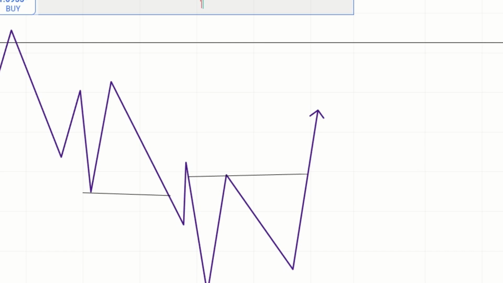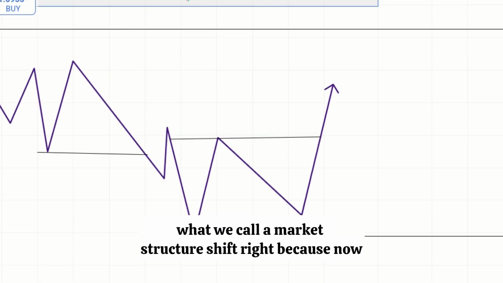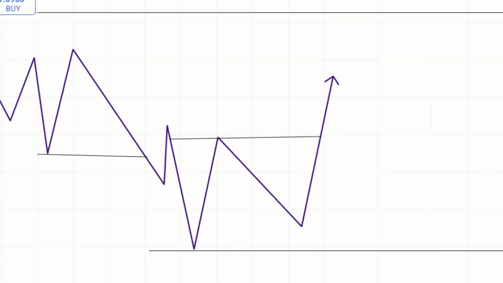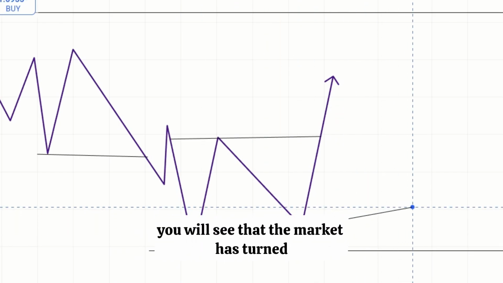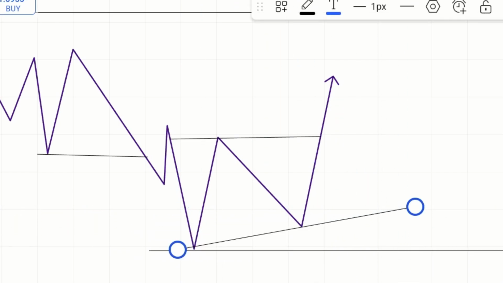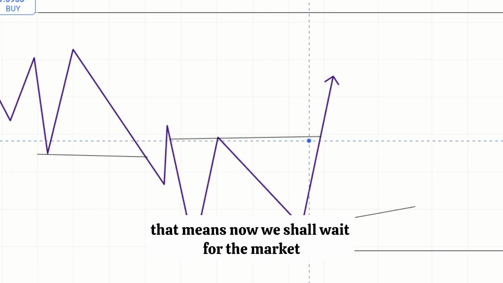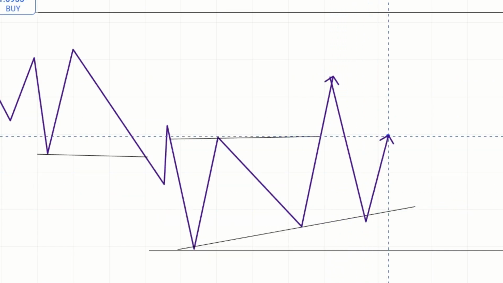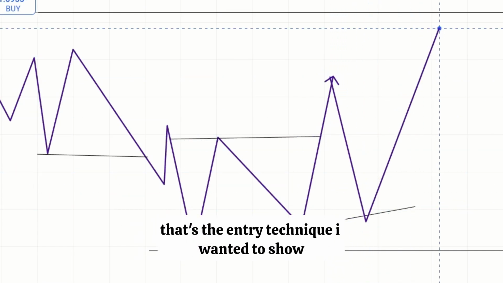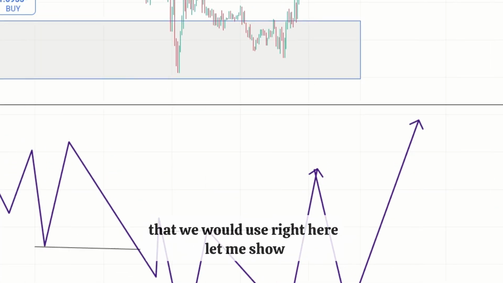So now, after breaking that, after making what we call a market structure shift, when you bring your trend line right here, you will see that the market has turned from our bearish market to our bullish market. That means we shall wait for the market to come to any zone right here, then we buy. That is the first entry technique that we would use.